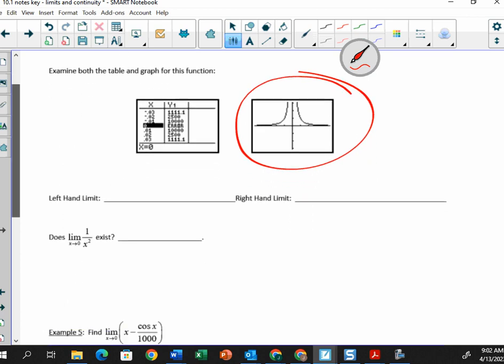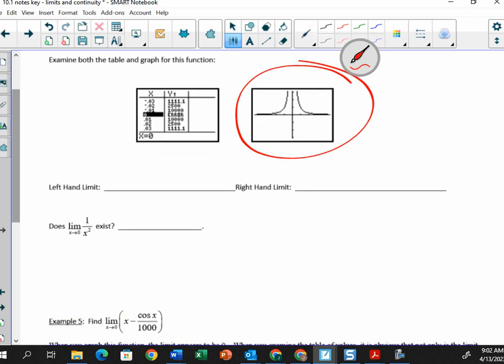What is the left-hand limit of that graph as x approaches 0? Infinity. So we would say infinity, comma, DNE, right? What about the right-hand limit? Infinity, comma, DNE. So guys, what about the overall limit? What would you tell me?